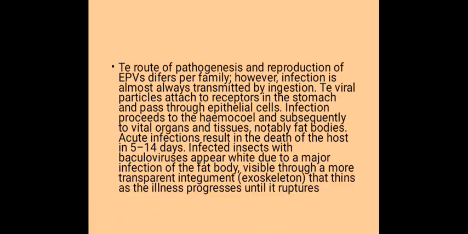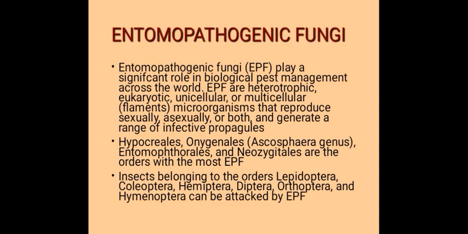The route of pathogenesis and reproduction of EPVs differ per family. However, infection is almost always transmitted by ingestion. So, the viral particle attaches to receptors in the stomach and passes through epithelial cells. Infection proceeds to the hemocoel and subsequently to vital organs and tissues, notably fat bodies. Acute infections result in the death of the host in 5 to 14 days. Insects infected with baculovirus appear white due to a major infection of the fat body, visible through a more transparent integument that thins as the illness progresses until it ruptures.